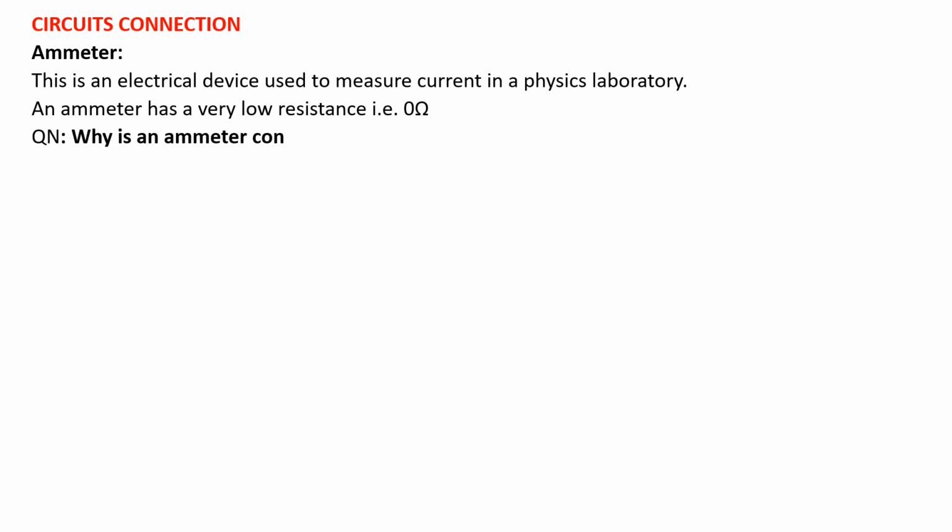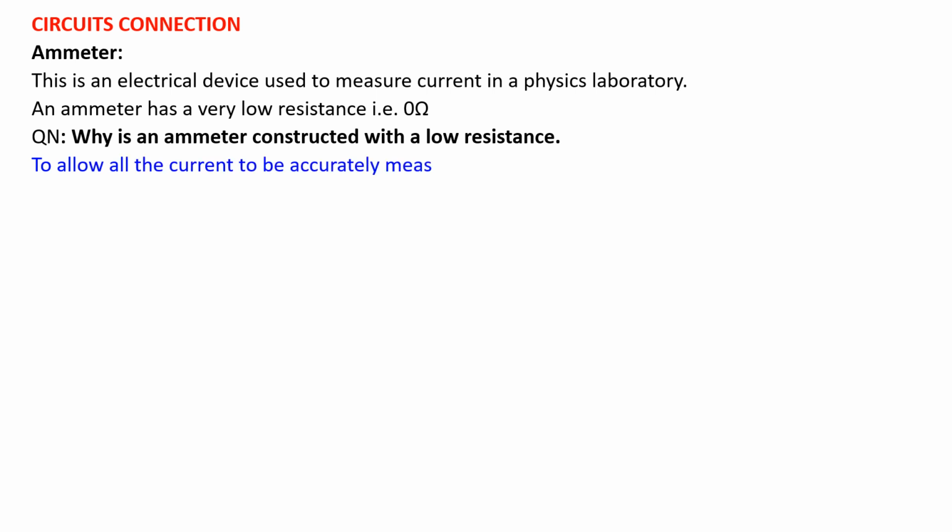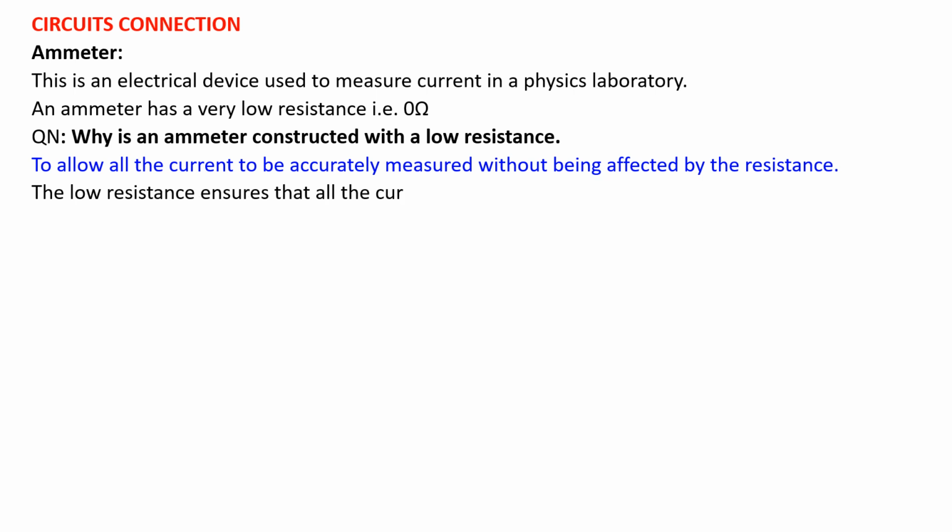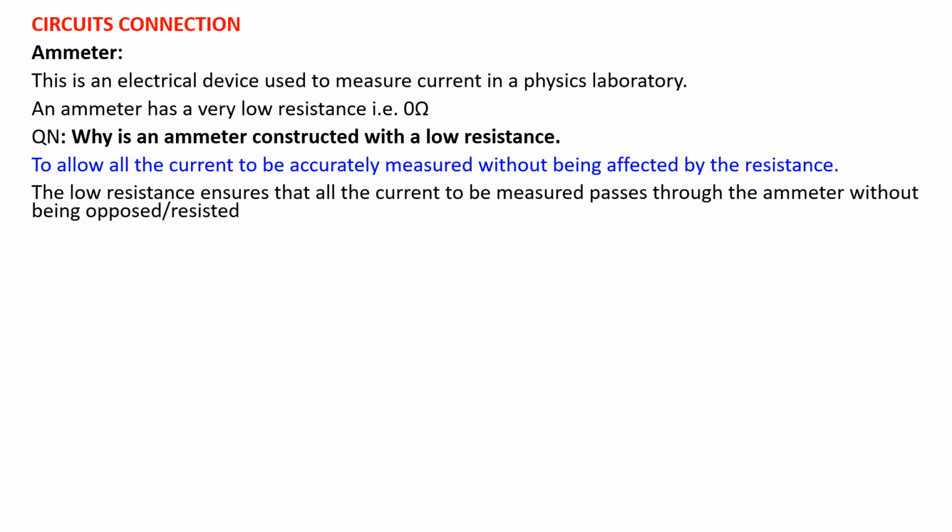Because we want current to flow through it such that it can be measured. So to allow all the current to be accurately measured without being affected by the resistance, the ammeter should have low resistance. The low resistance assures that all the current to be measured passes through the ammeter without being opposed or resisted. The ammeter is always connected in series.